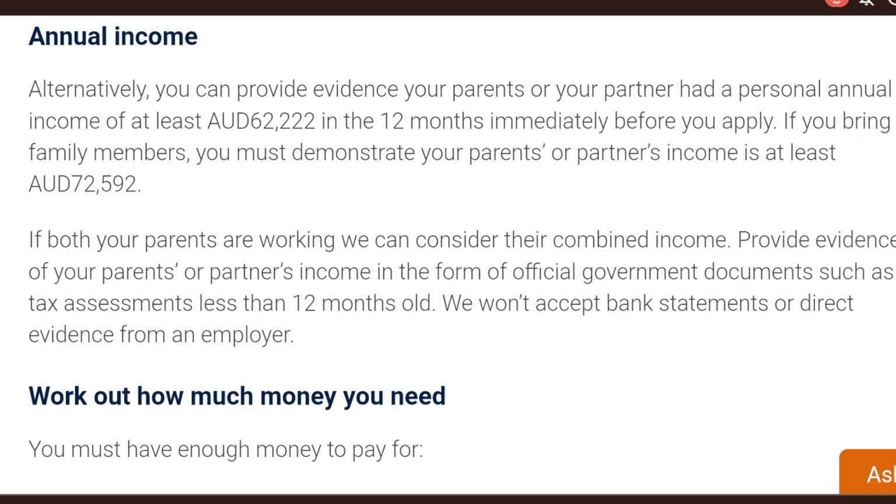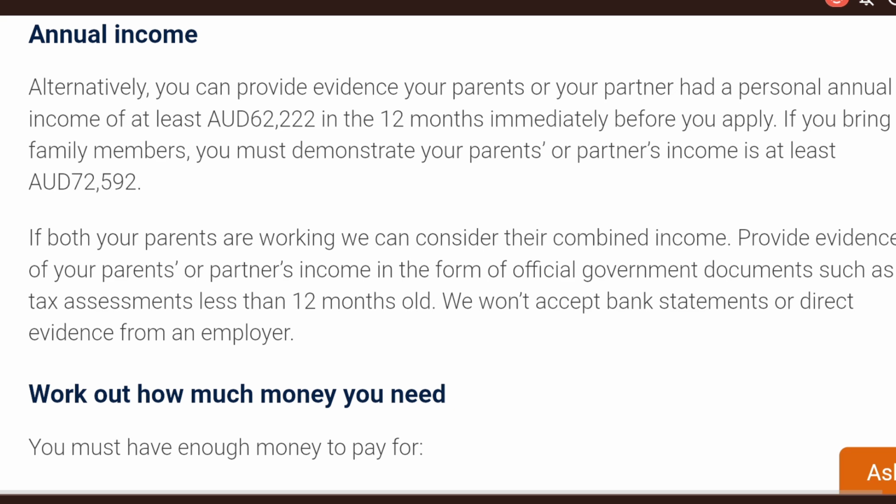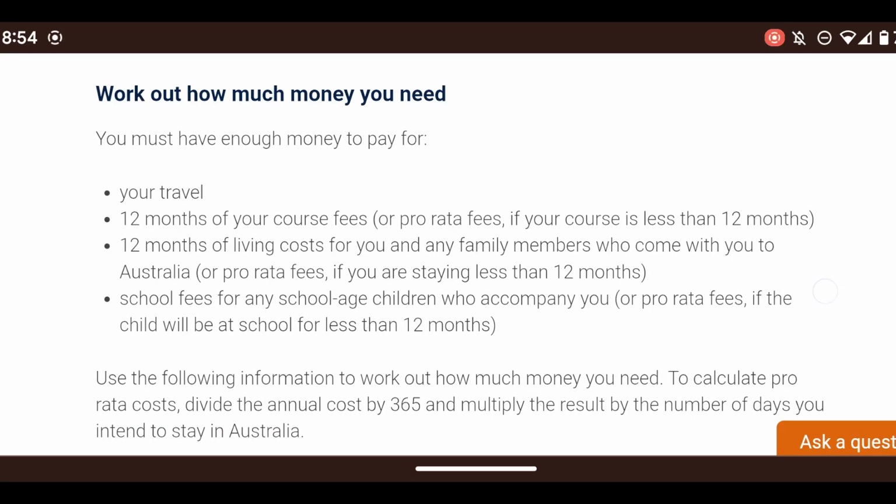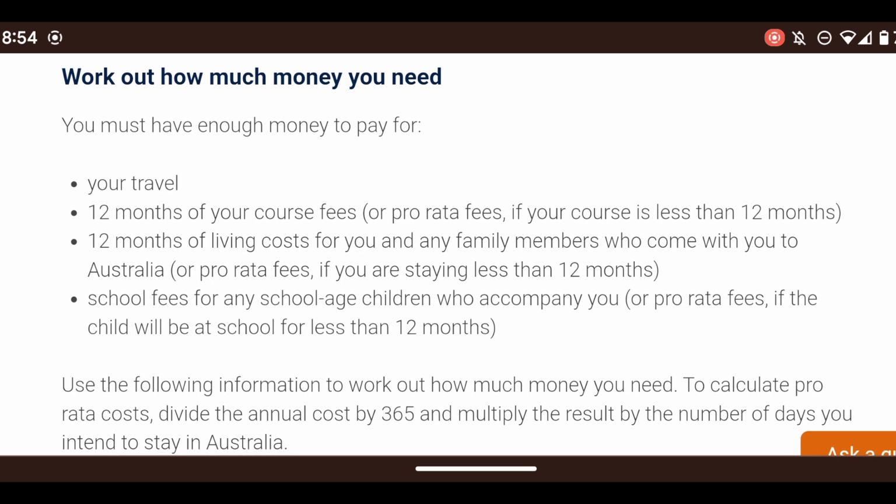They say they do not need a bank statement for this. They don't need anything apart from a document from the government to show that you are earning this money. So what document do they want for this proof? Just your tax assessment, tax declaration from the government.